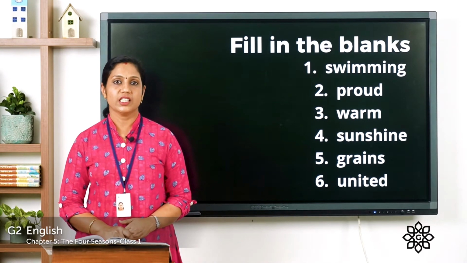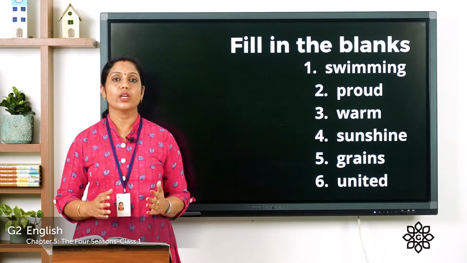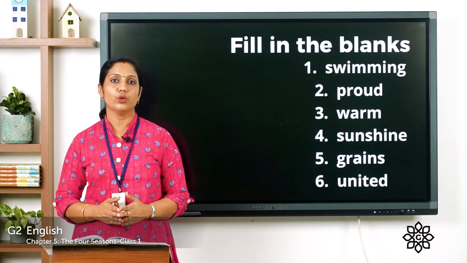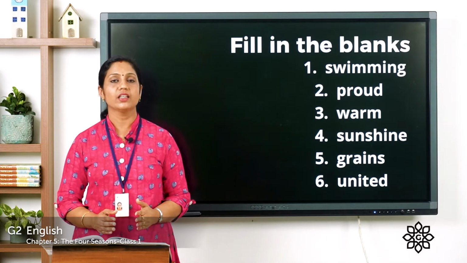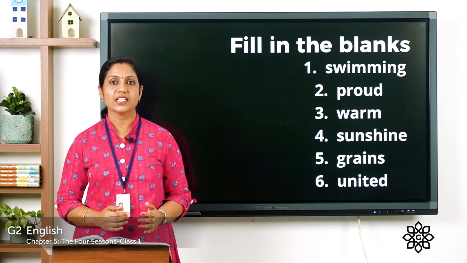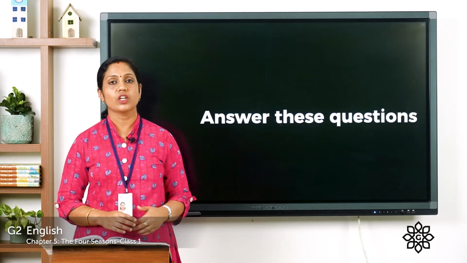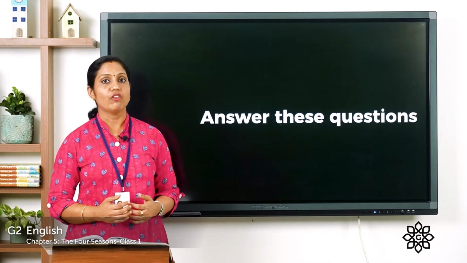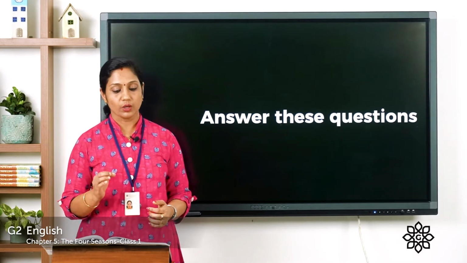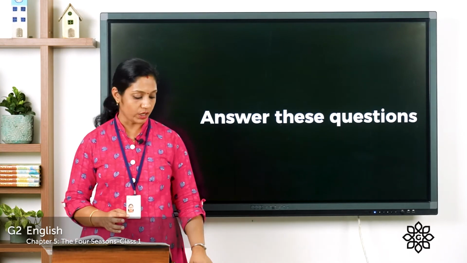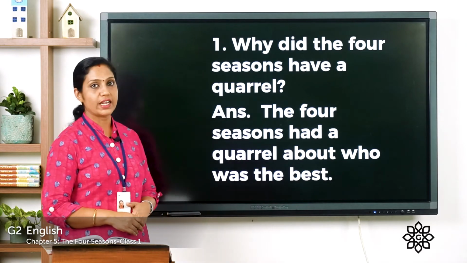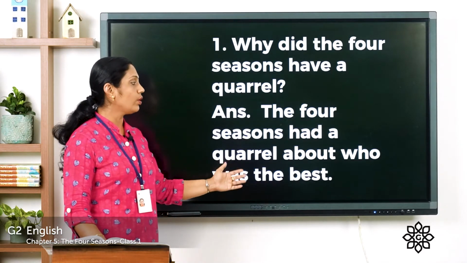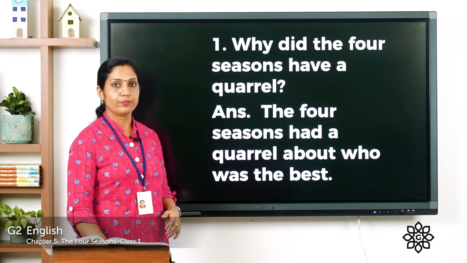Now answer these questions. So for this you can write down in your notebook. So take your notebook, take a new page and write down the heading, the 4 seasons, and answer these questions. So now let's look at the first question. Why did the 4 seasons have a quarrel? So write down the question. Why did the 4 seasons have a quarrel? And what is the answer? The 4 seasons had a quarrel about who was the best.